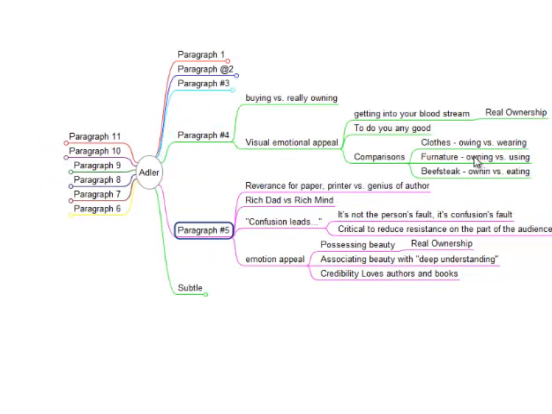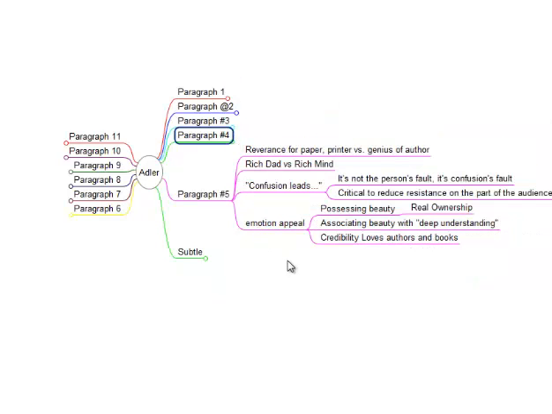Okay, let's show you how he went from 4. You remember 4 is where he breaks down and begins to deal with buying and having versus really owning it, and getting into your bloodstream and allowing you to go in through your imagination with clothes and furniture or eating some food. Now, in paragraph 5 is where he then extends this. Okay, but he also has an emotional appeal, possessing beauty. So you're owning it, but real ownership is possessing the beauty of it. And he says the real beauty of the book is deep understanding.